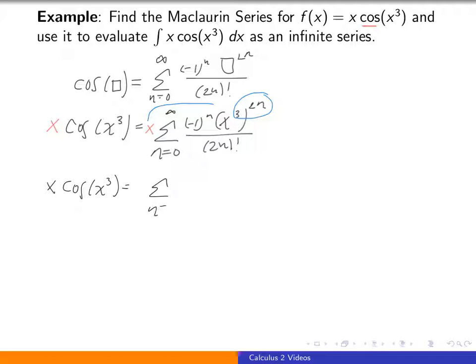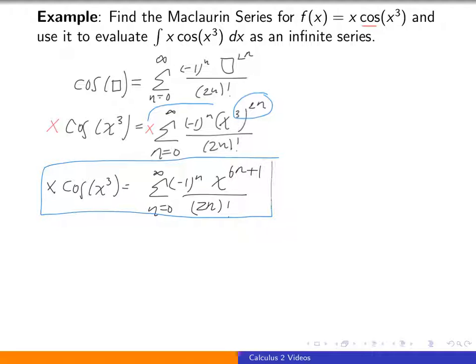is the sum from n equals 0 to infinity minus 1 to the n. And let's start off with the x cubed raised to the 2n. If you have a power raised to a power, you multiply. So x to the 6n. And because we're hitting it with another x, the one coming from out front, we need to put a plus 1. And this is all divided by 2n factorial. So this is part one of the question. We have a Maclaurin series representation for the function x cosine of x cubed.